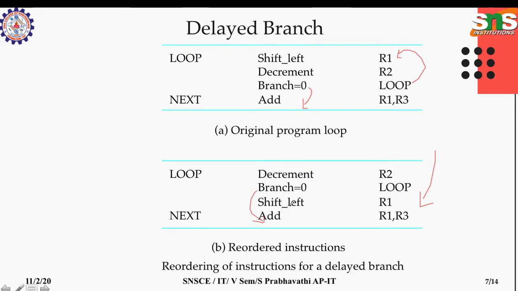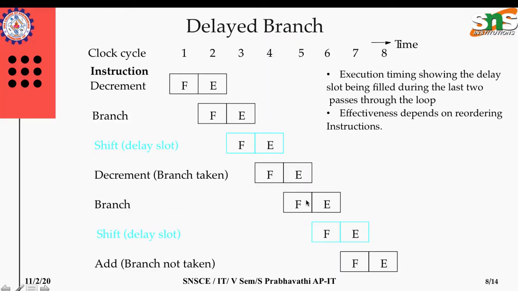So this instruction, which is reordered, will execute smoothly without any conflict, and delay slots could be avoided. Okay, so I'll take you to the timing diagram that will further make this concept, delayed branch, clear.